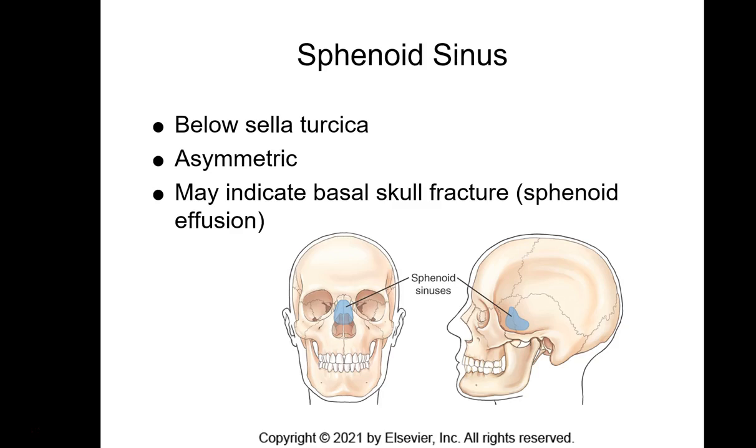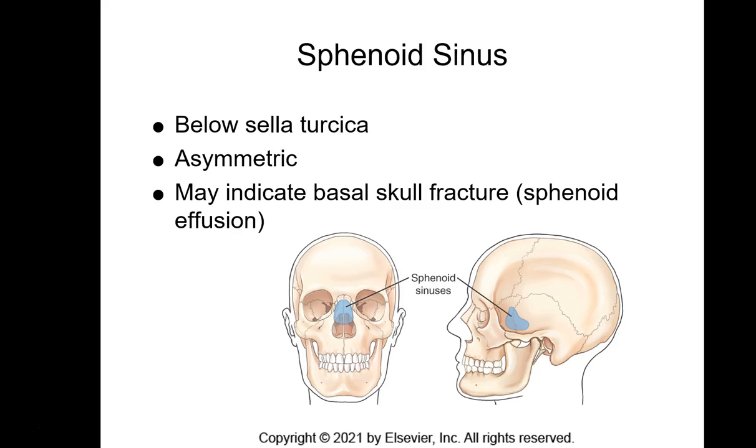For example, after skull trauma, patients can develop an air fluid line in the sphenoid sinuses. And this air fluid line may be evidence that the patient has a basal skull fracture and that either blood or cerebrospinal fluid is leaking through the fracture into the sphenoid sinuses. This condition is known as a sphenoid effusion. Effusion, again, just meaning fluid.